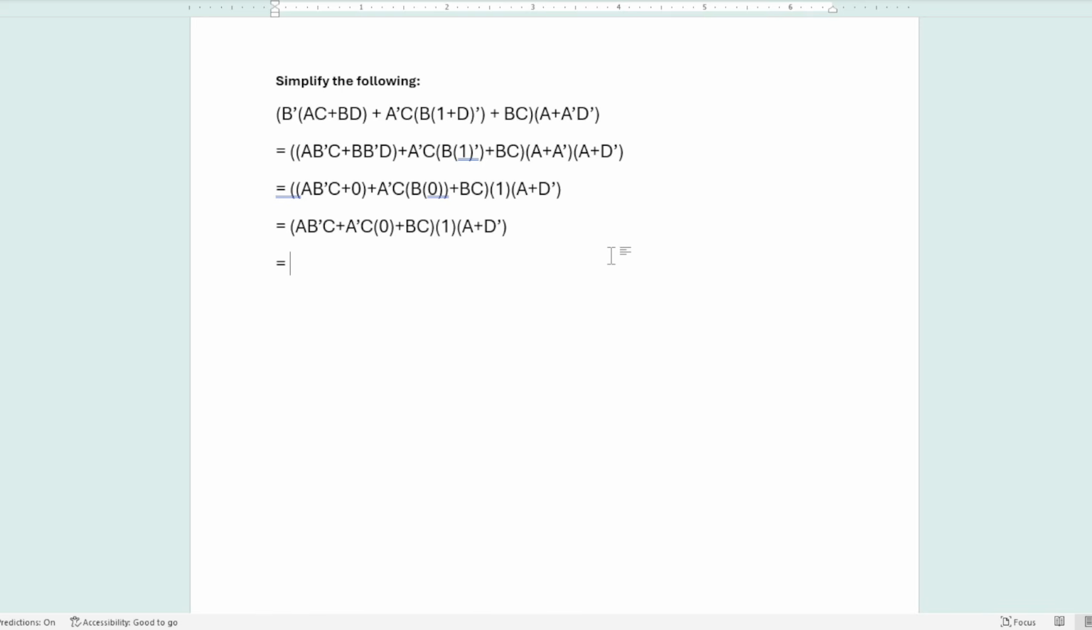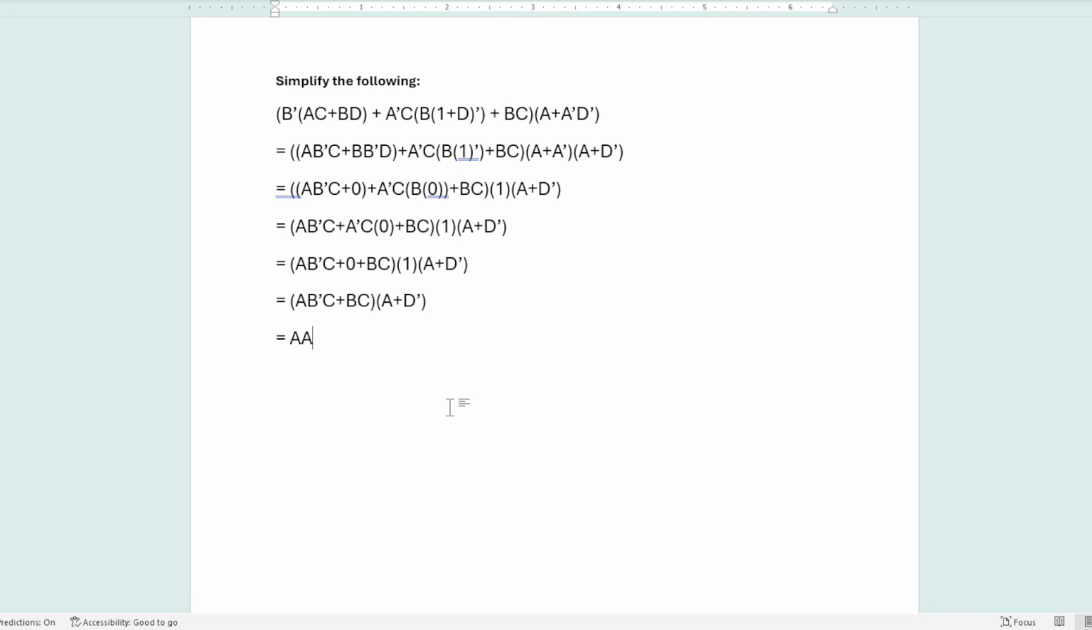So for the next line, now this whole thing becomes 0 actually. A prime c dot 0, so this whole thing becomes 0 now. So a b prime c plus 0 plus bc, 1 stays as it is, a plus d prime stays as it is. So now the term actually becomes a b prime c plus bc and a plus d prime, right? So now I'm just going to multiply it. I think I'm almost at the end of this simplification.